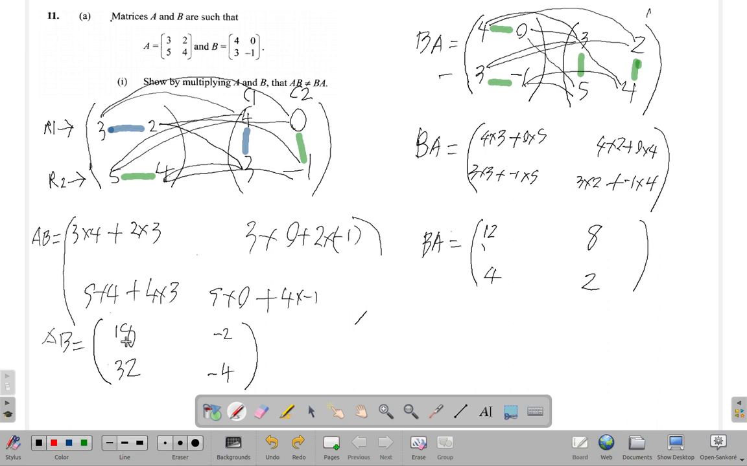Now let's compare them. AB is 18, -2, 32, -4. BA is 12, 8, 4, 2. So they are different. You're asked to show by multiplying A and B that AB is not equal to BA. You show it, write a little statement about it, that AB is different from BA, then that has been shown. Good. So see you later for the next part.